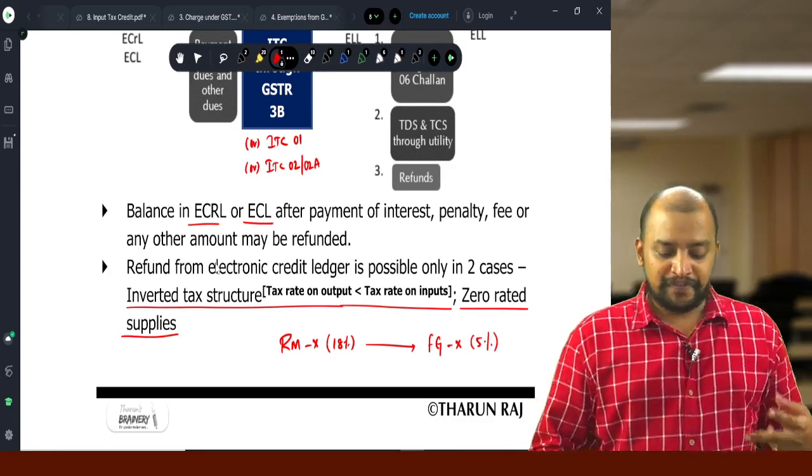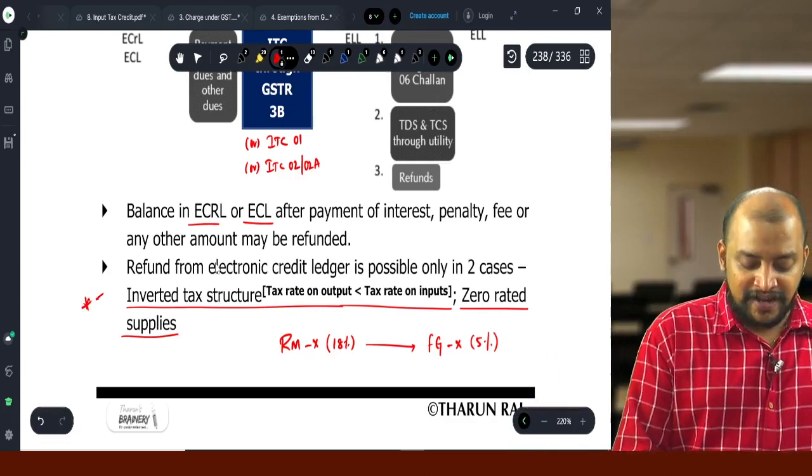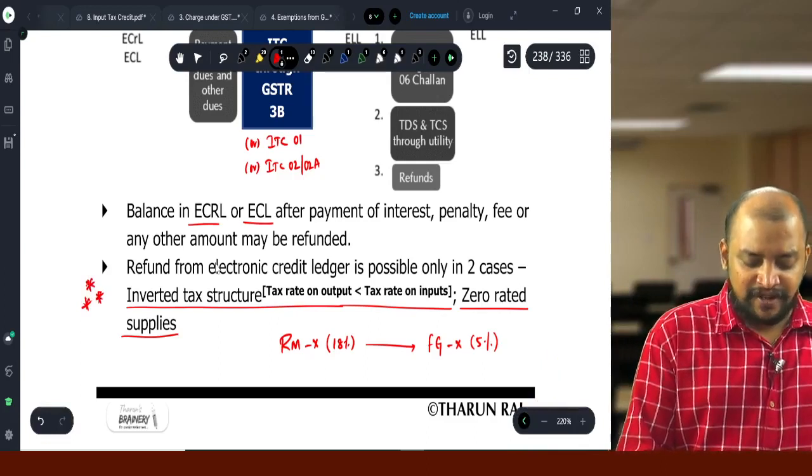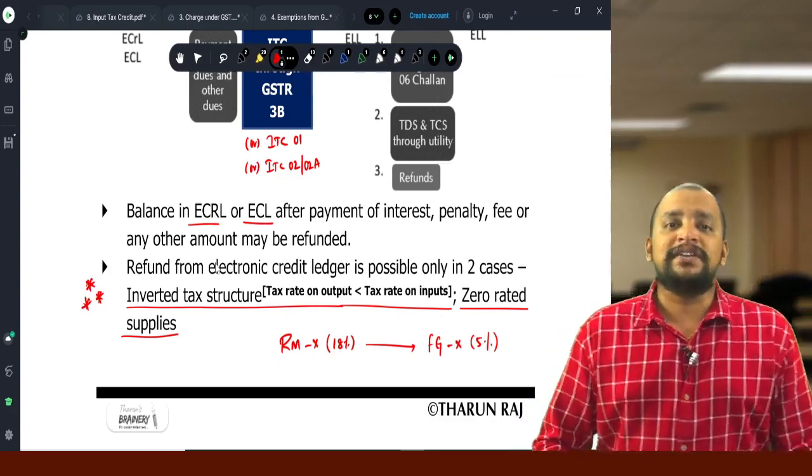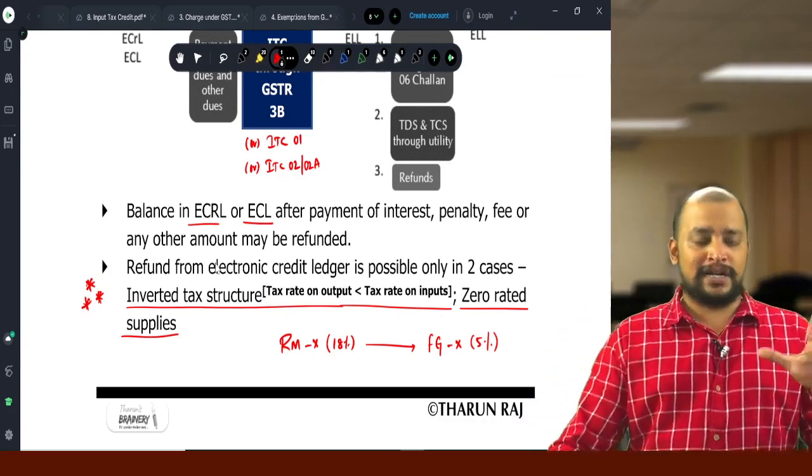So therefore it is important to know when we will get refund. The refund from the electronic credit ledger is possible only in two cases. One is inverted tax structure, other is zero rated supplies.